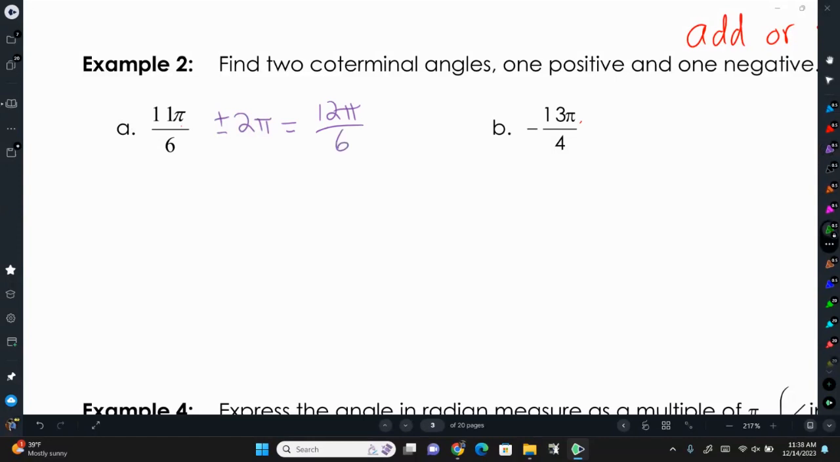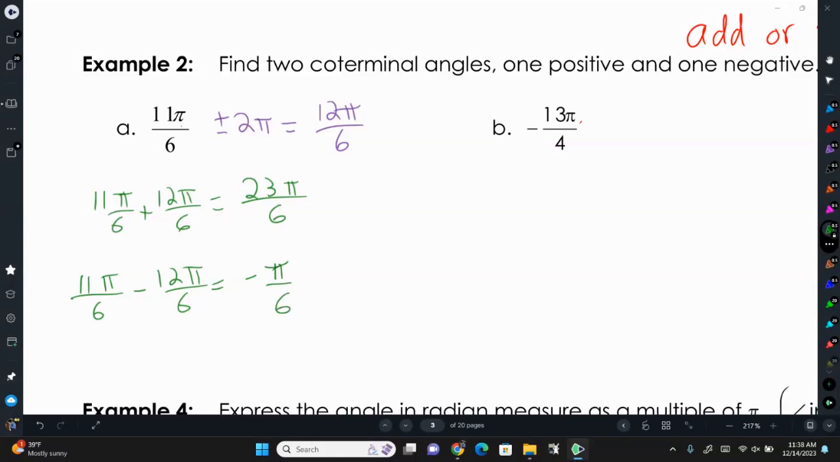So for the positive one, we're going to do 11 pi over 6 plus 12 pi over 6, which is equal to 23 pi over 6. And then for the negative coterminal angle, we're going to subtract 12 pi over 6, and that's going to give us negative pi over 6. So these two angles have the same terminal and initial side as 11 pi over 6.